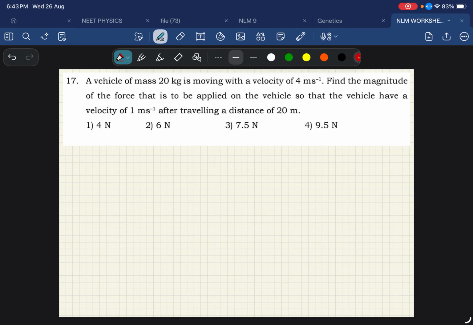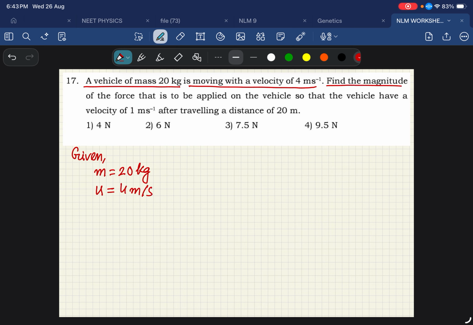Question number 17. Let me first write down what is given. It is given that a vehicle of mass 20 kg is moving with a velocity of 4 meter per second. So velocity is given, and it is the initial velocity because it is now moving with 4 meter per second.